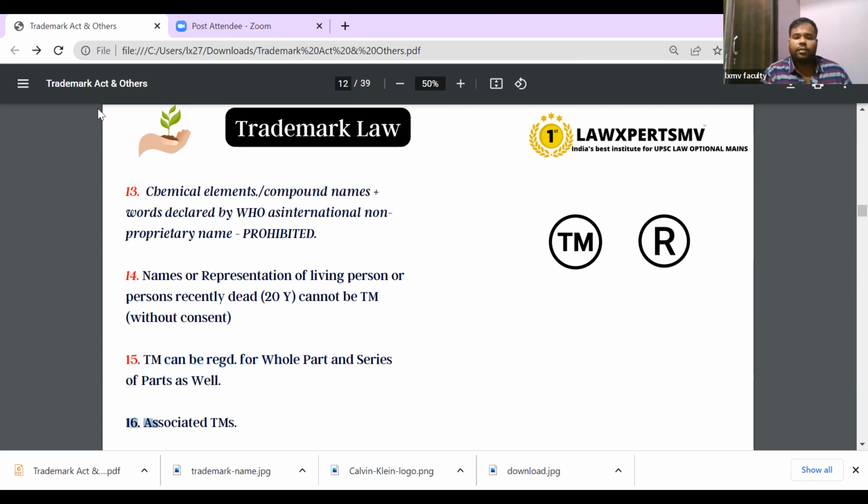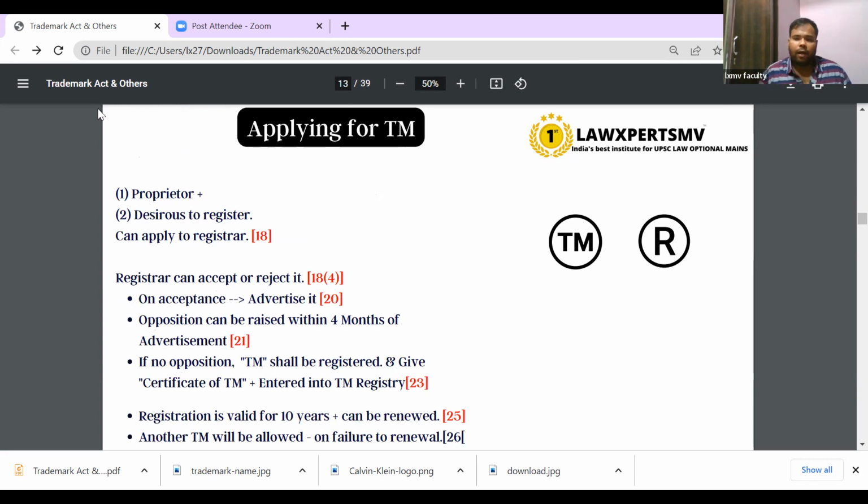And Section 16 deals with the aspect of associated trademarks, which we will come to in the later part of this lecture. So when you're applying for the trademark, it has to be applied for by the proprietor. Proprietor is nothing but the owner of a particular thing, and you should apply for it. And you should have the desire to register.